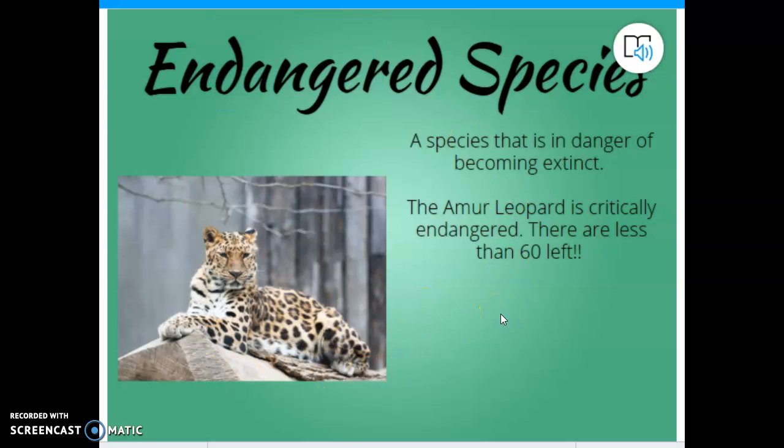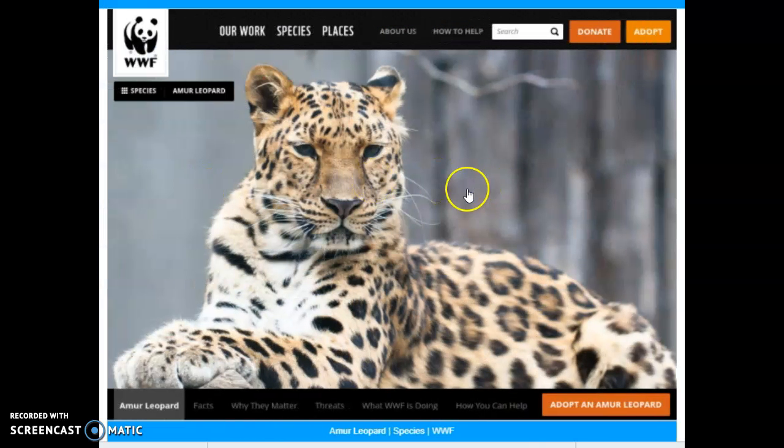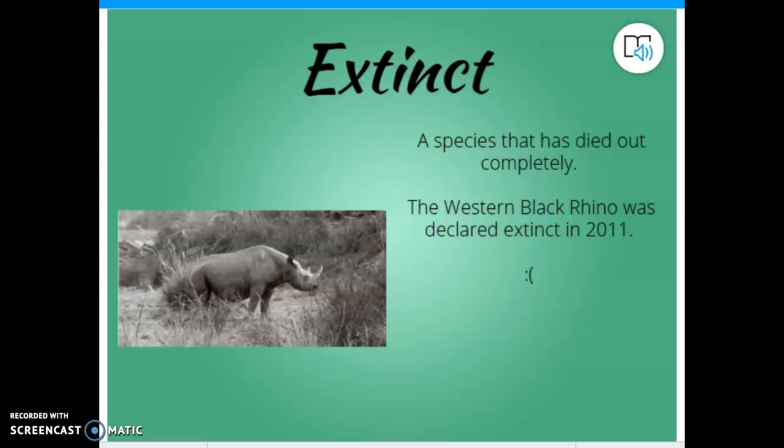And there's a giant list of endangered species. You'll get a chance to take a look at that on your own when you're going through the slides. And I think that's here. Extinct. That means they're not in danger of doing anything. They are gone. They have completely died out. In 2011, the western rhino was declared extinct. That means there are no more of them. If there's something that's extinct, there are no more of them. They're not in danger of doing anything. They're gone. Extinct is the worst of the 3 levels.